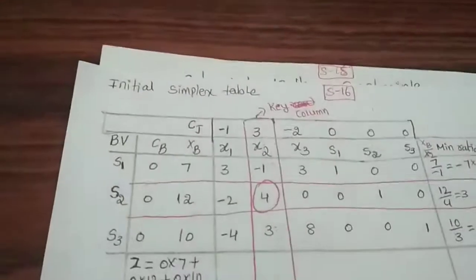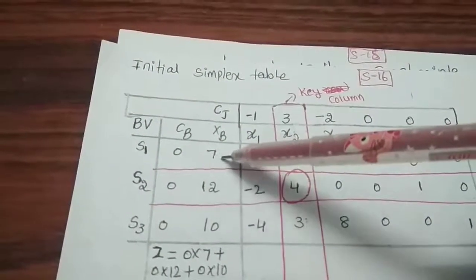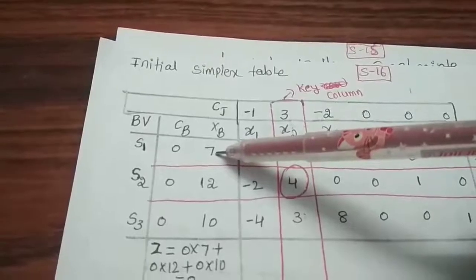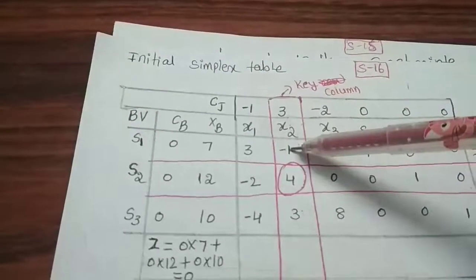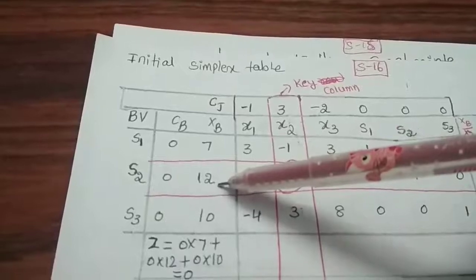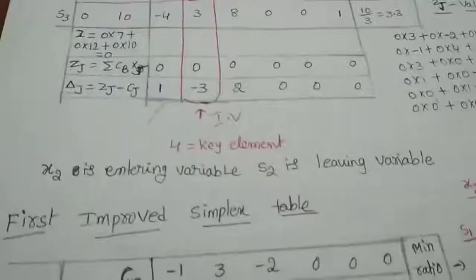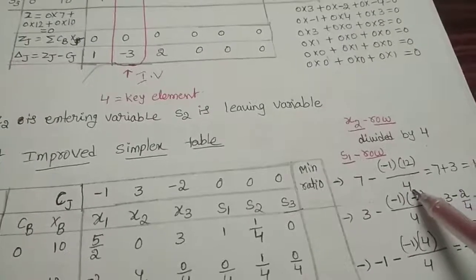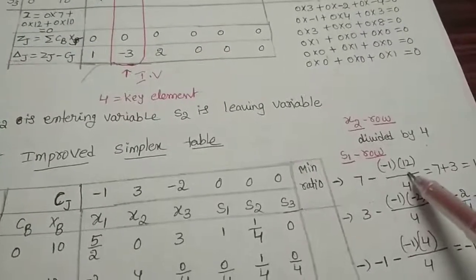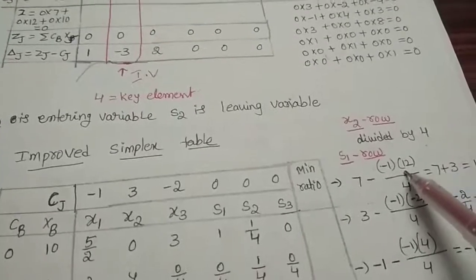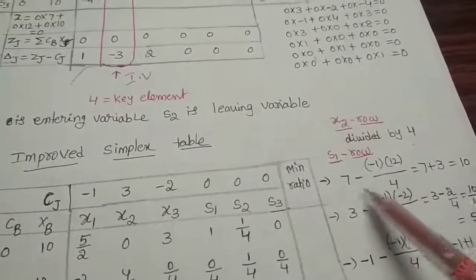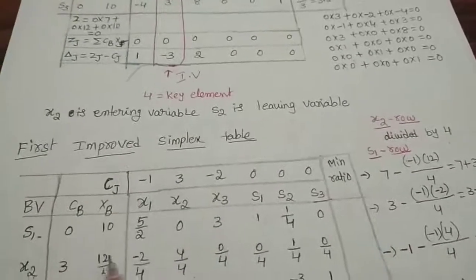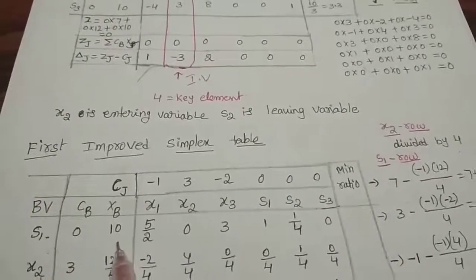So from here onwards we apply the procedure. That procedure is first I calculate this value, where 7 is the old element, minus the corresponding key row element which is minus 1, and the corresponding key column element is 12 divided by 4. I have given here 7 minus 1 into 12 divided by 4, that equals 7 minus minus 12 divided by 4. 4 ones are 4, 4 threes are 12, minus into minus is plus, so 7 plus 3 equals 10. So the first value here is 10, this is the new element.